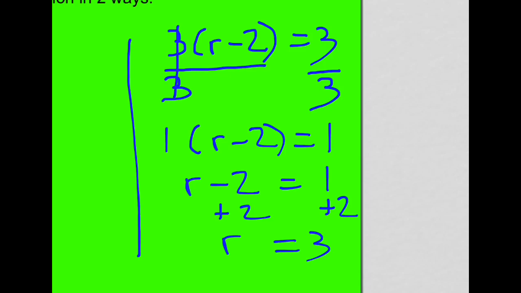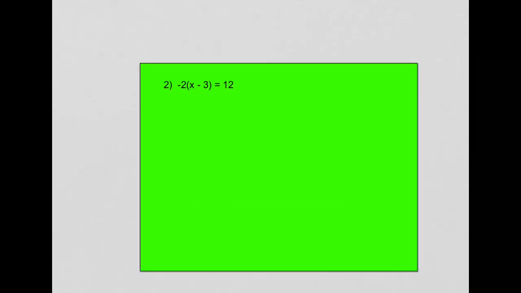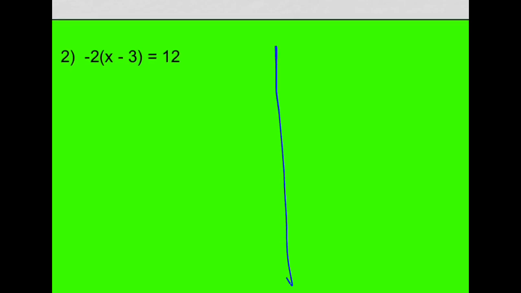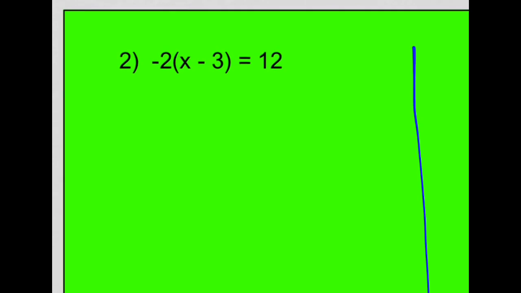Let's do another question. We're going to do this in two ways again. I'm going to separate my page into 2 separate parts. There we go. And I'm going to do the first way by expanding the parentheses so that we have a two-step equation. Negative 2 times x minus 3 equals 12. That means the opposite of each term in x minus 3, 2 times. So I'm going to have negative 1x plus 3 and negative 1x plus 3, doing the opposite of what's in the parentheses and doing that 2 times.